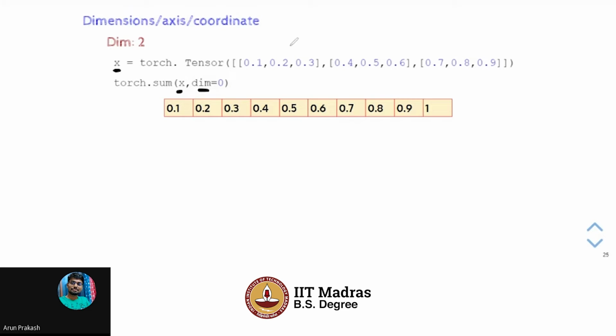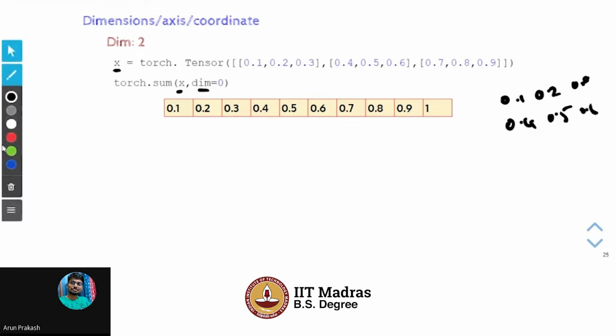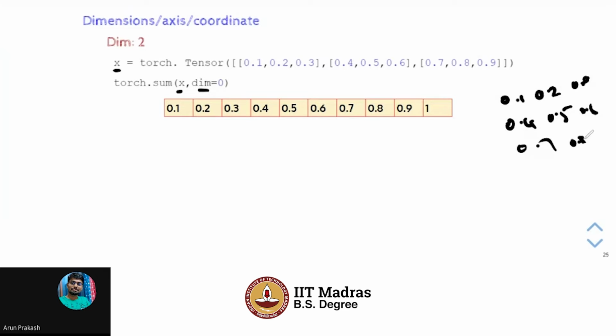Dim 0 contains 3 elements, right? All these 3 elements are of size 1 by 3. Now I am telling it to add all these elements, which means internally, 0.1, 0.2, 0.3 is the first element in dim 0. Then the second element is 0.4, 0.5, 0.6, and then we have 0.7, 0.8 and 0.9. Now I am telling it to add all the elements in dim 0.